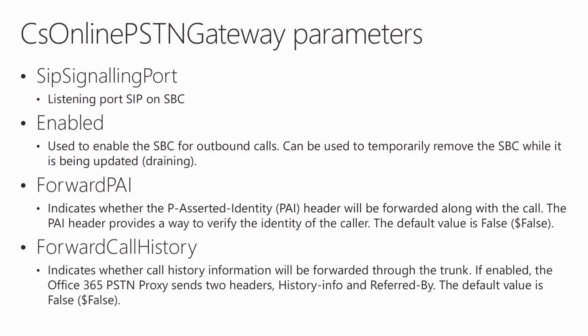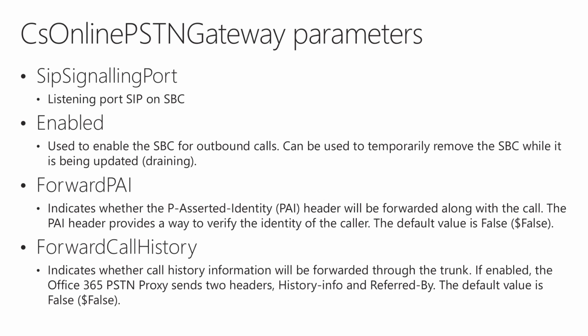You can run the New or Set-CsOnlinePSTNGateway with the following parameters. The SIP signaling port defines the SIP signaling port on the SBC. So whatever you configure on the SBC as a port to listen for signaling, this is what you need to configure here as well. The enabled parameter allows you to put the gateway in a disabled state where no new calls would be put to the SBC. However, incoming calls will still be accepted.